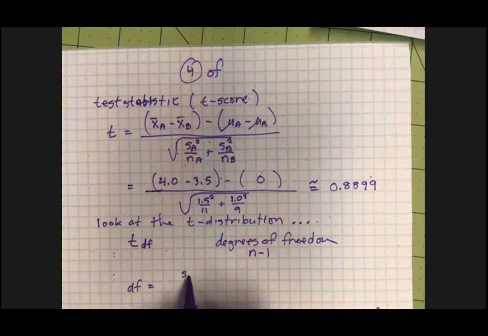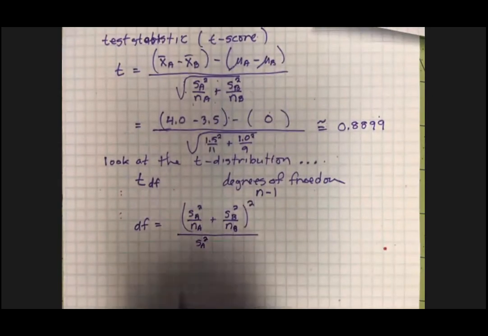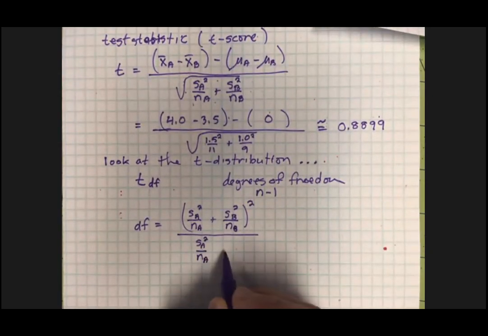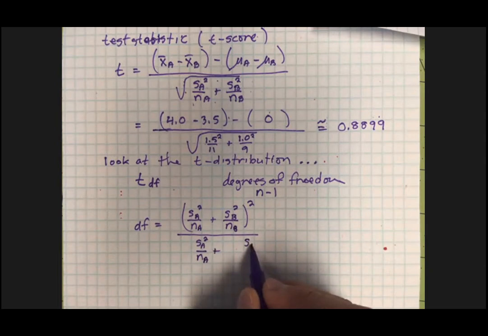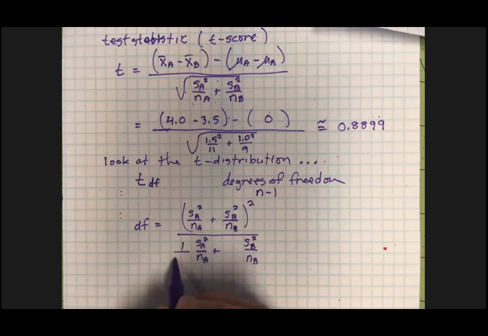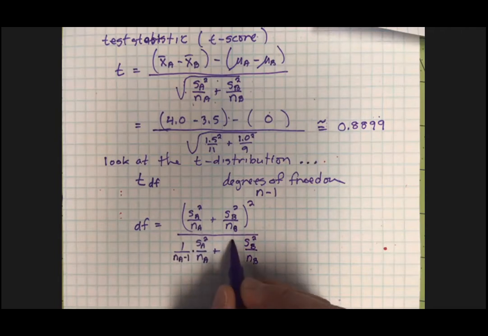So the degrees of freedom is the standard deviation of college A squared divided by the sample size of college A, plus the standard deviation of college B squared, S is for standard deviation, divided by the sample size of college B, and then square that. And then the bottom is going to get ugly, so I'm going to leave some space here. Standard deviation of college A squared divided by the sample size of college A. Likewise for college B. But on top of that, I'm going to weight these two: 1 over sample size minus 1 at college A, and 1 over sample size minus 1 at college B.